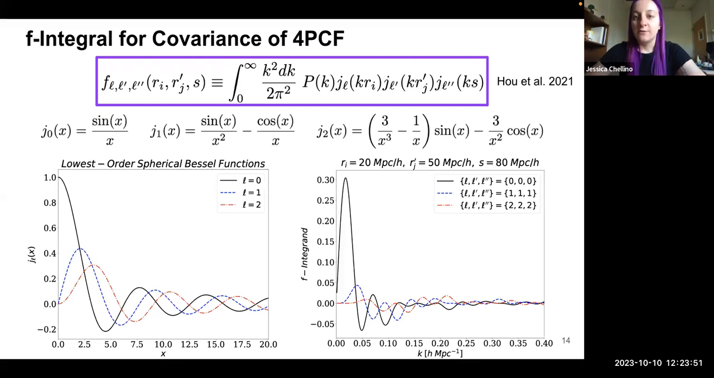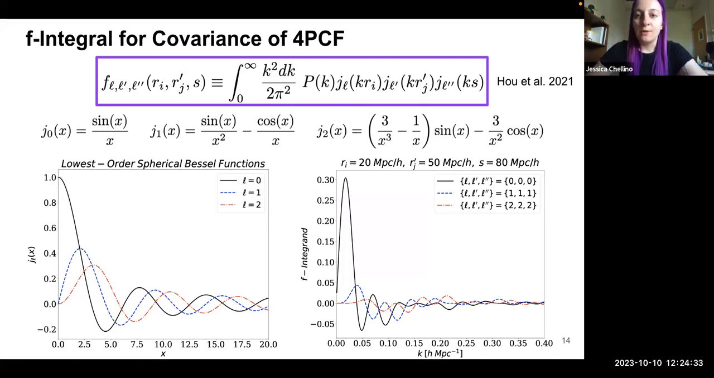The F integrals that we need for both case 1 and case 2 of the covariance are defined in this purple boxed equation. So we have integrals over the wave number of the power spectrum times 3 spherical Bessel functions. Spherical Bessel functions are combinations of sines and cosines, so they're highly oscillatory, and the 3 lowest order spherical Bessel functions are being plotted on the left side. On the right plot, we show the F integrand for 3 different combinations of L's. And we can see that these F integrals are highly oscillatory, but these are what we need to evaluate the analytic covariance.